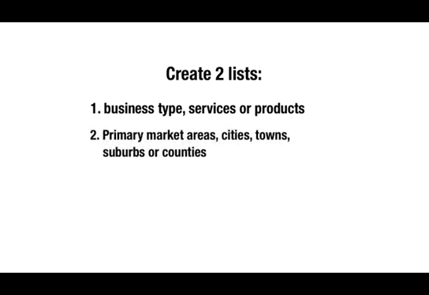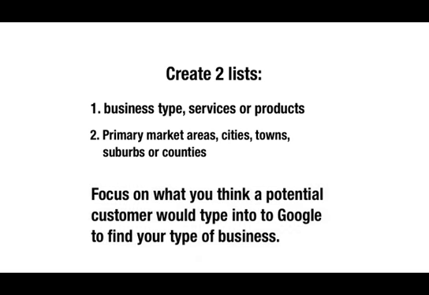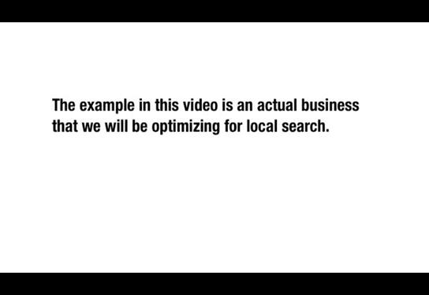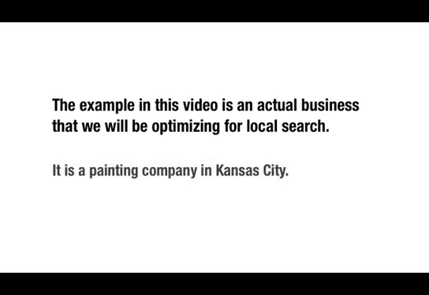The first thing we will do is make 2 lists. One for your type of business, services, or products, and one for your primary market areas such as the city, town, suburbs, or county that you are trying to rank in. When you do this, focus on what you think a potential customer would type into Google to find your type of business. The example I'm going to use in this video is an actual business that we will be optimizing for local search. It is a painting company in Kansas City.